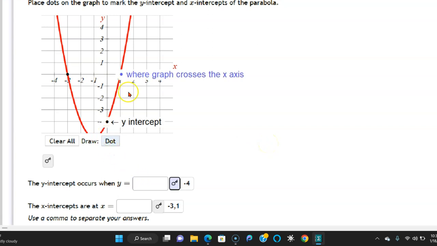So if you're in my class, I believe the picture is given to you. You just mark the dots, and then in the boxes below, you summarize. It says the y-intercept occurs when y has what value? You put negative 4. The x-intercepts are at x equals some value and some value. There are two of them. So one of them, for example, as you can see, is negative 3. So negative 3, comma, positive 1. It says use a comma to separate the answers. You put numbers separated by a comma. And that's pretty much the whole question.